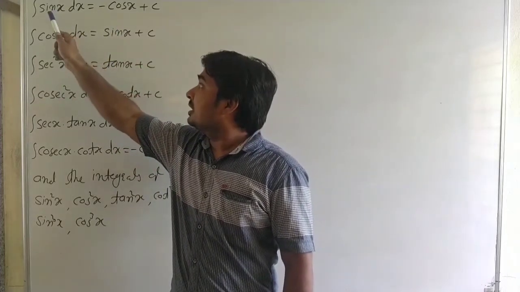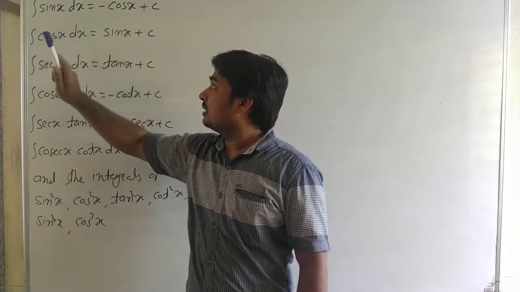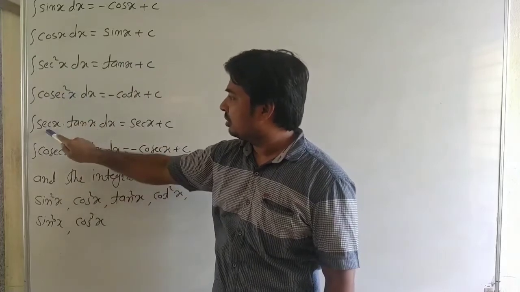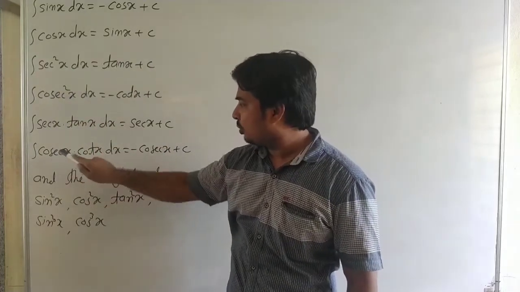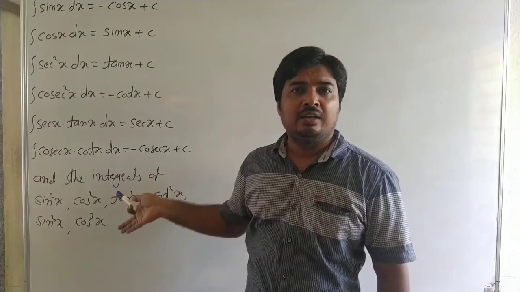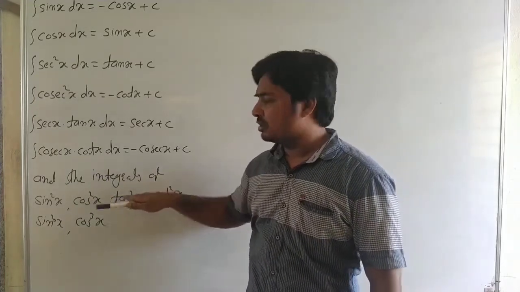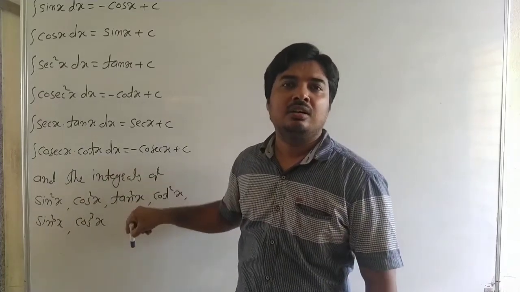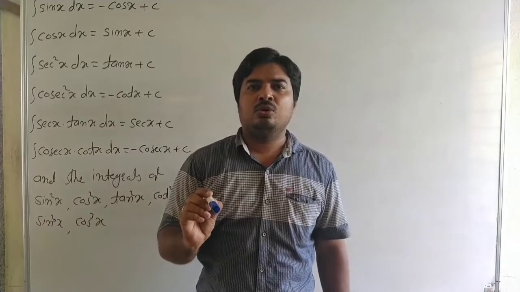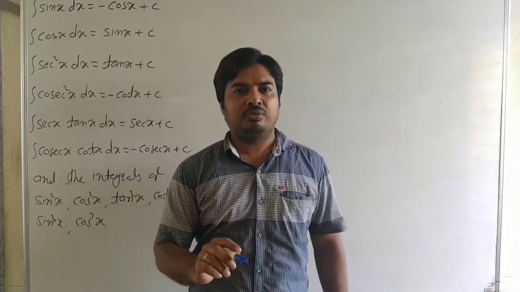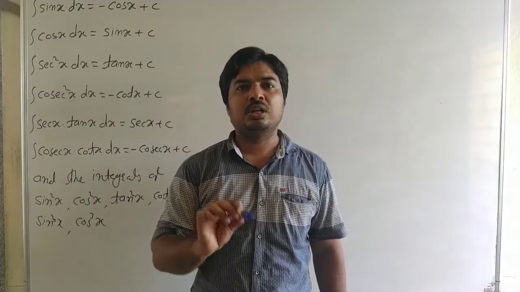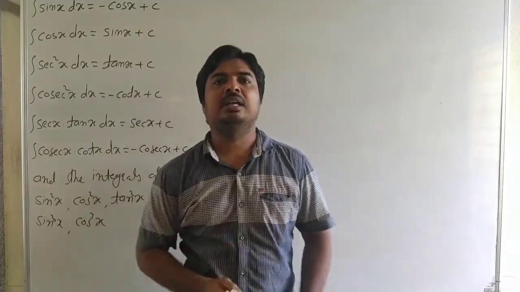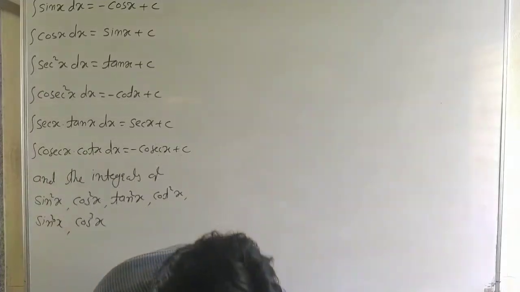We know only the integral of sin x, cos x, sec square x, cosec square x, sec x tan x, and cosec x cot x. In the last lecture we also saw the integrals of sin square x, cos square x, tan square x, cot square x, sin cube x and cos cube x. So to find the integral of a trigonometric function, we convert it into the form of these standard integrals and then find the integral. First we see the first example.